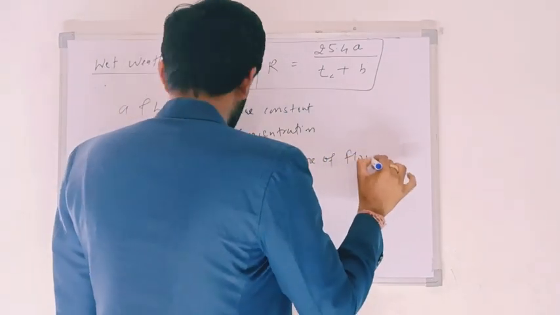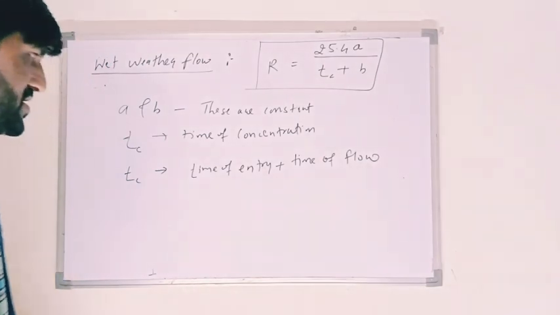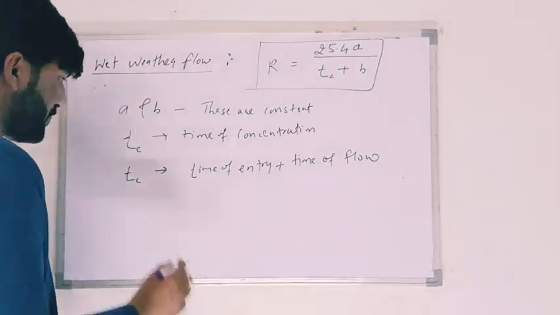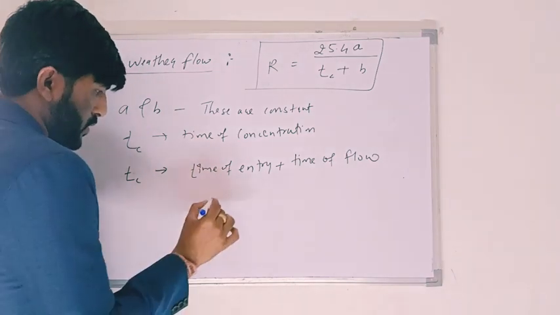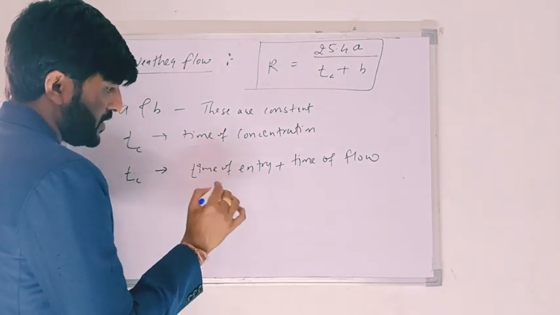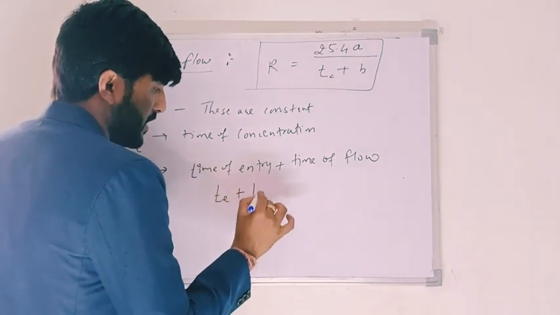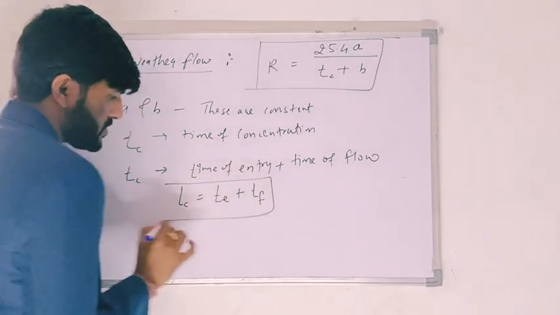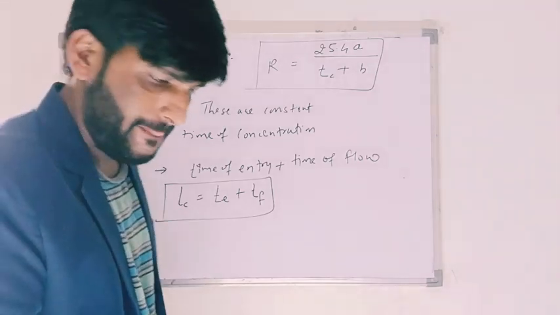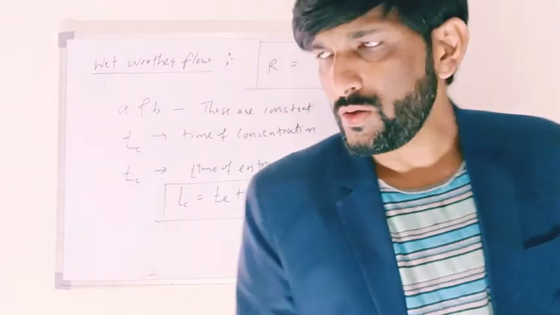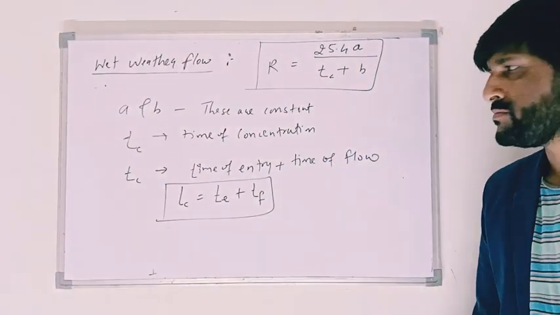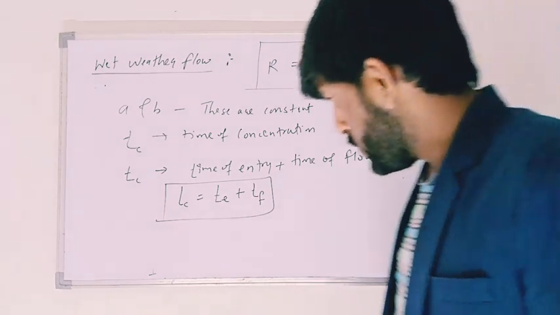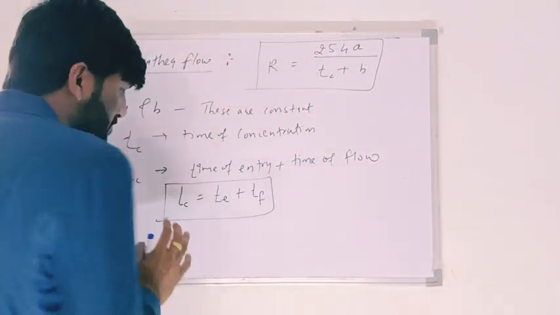What is time of concentration? Time of entry plus time of flow. You can note it down as TE plus TF is equal to TC. This is your simple relation. I hope you are understanding.